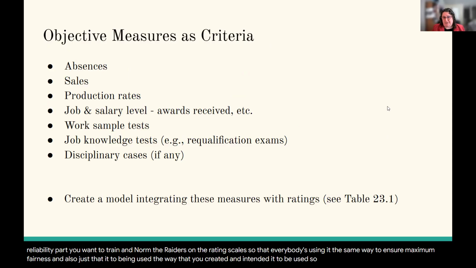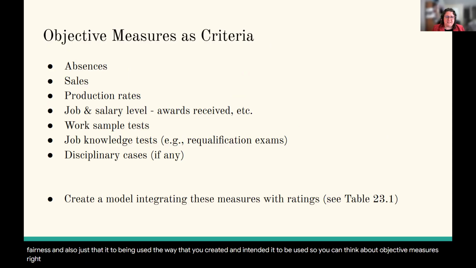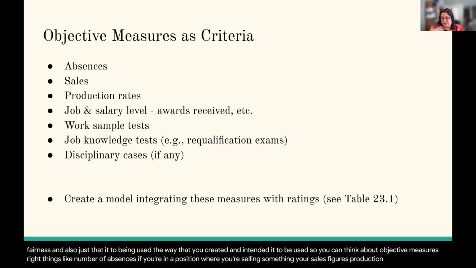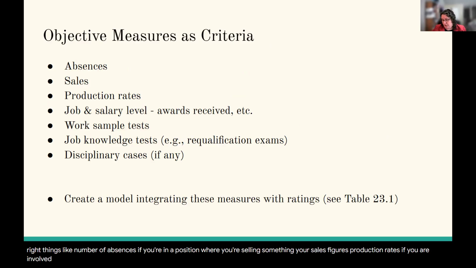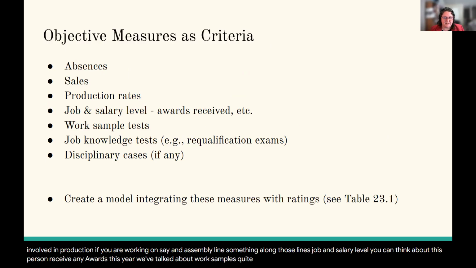So you can think about objective measures, right? Things like number of absences. If you're in a position where you're selling something, your sales figures, production rates, if you are involved in production, if you are working on, let's say, an assembly line, something along those lines. Job and salary level. You can think about, did this person receive any awards this year? We've talked about work samples quite a bit, looking at things like that.